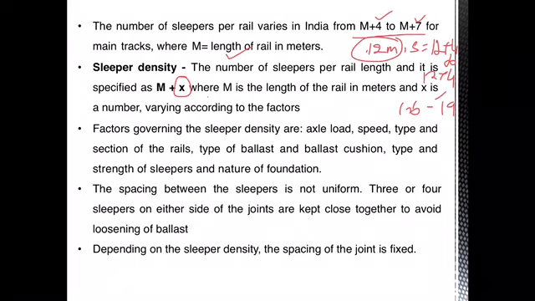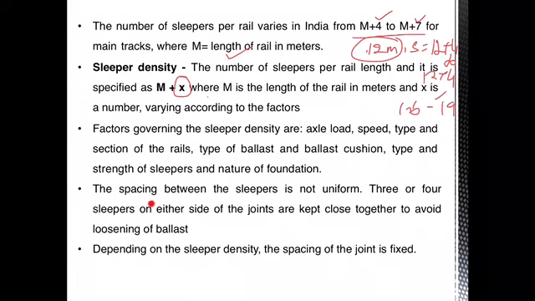Some of the factors which govern the sleeper density are the axle load: the more the axle load, the more the sleeper density, and the more the value of x. Then speed, type and section of the rails, type of ballast used and the ballast cushion, type and strength of the sleepers, and nature of the formation. All these factors will govern the value of x.